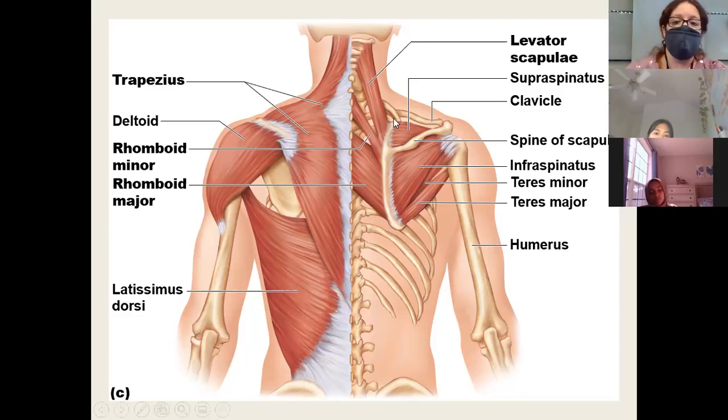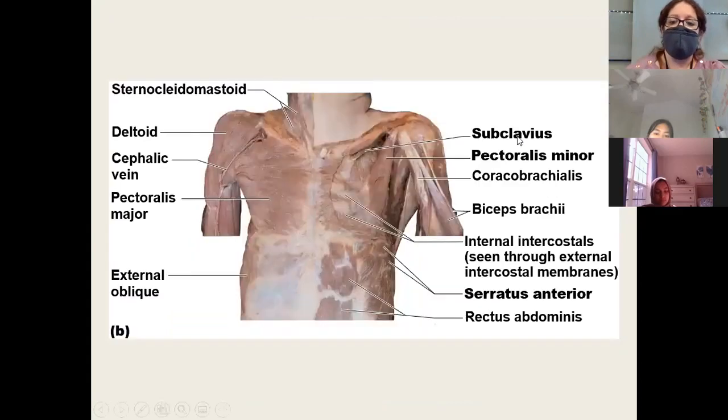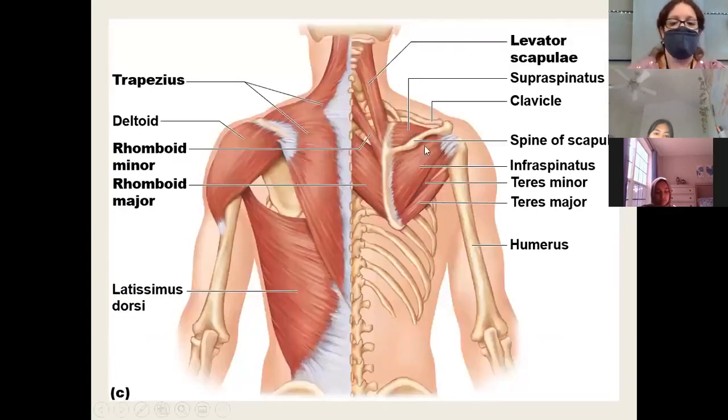So above, wait, am I crazy? Yes, I am. Subclavius, I'm sorry, subclavius. Never mind, ignore everything I just said. But here's the supraspinatus, and then here is the infraspinatus here.